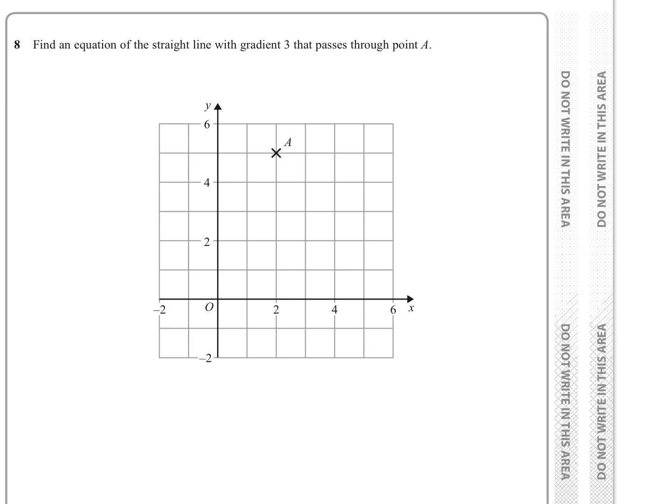Question 8. Find an equation of the straight line with gradient 3 that passes through point A. Well, if you had a gradient of 3, that means for every 1 you go along, you'd have to go up by 3 times as much. Well, that wouldn't be very good to do that in this particular case. So why not go back 1 and down 3? And then you can draw your straight line.